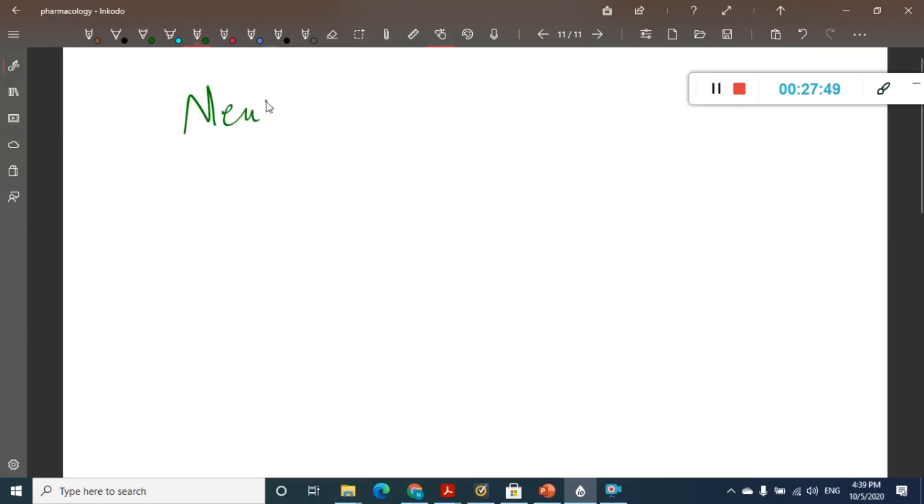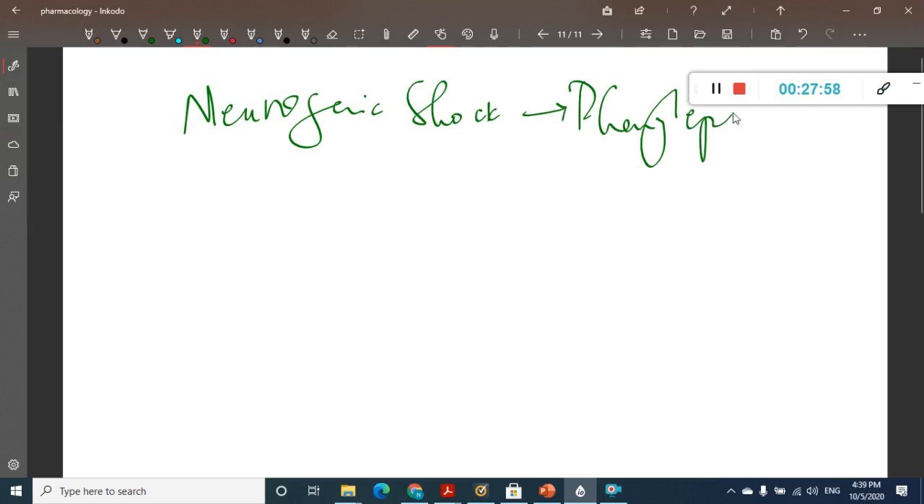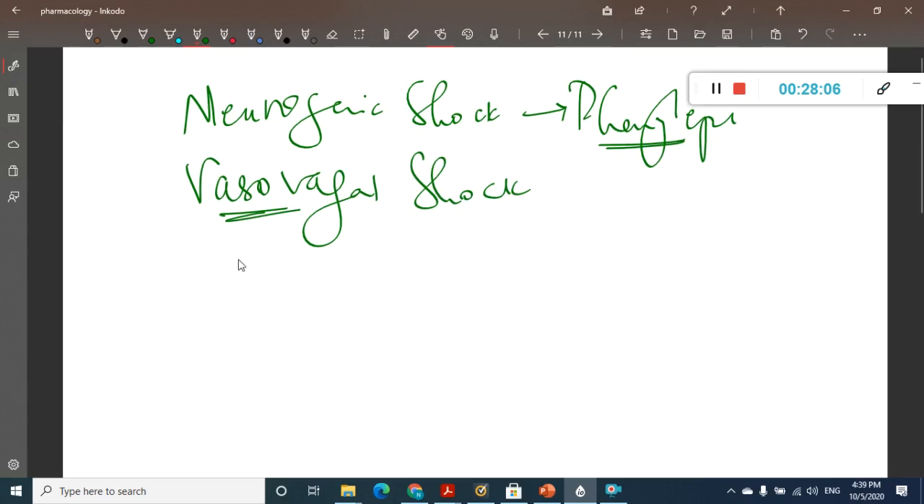What is the next type of shock? If there is neurogenic shock, why is this present? It is due to loss of sympathetic tone, so you should give phenylephrine in neurogenic shock. In vasovagal shock, the vagus is part of the parasympathetic nervous system, and in this case you should give atropine. Okay, so these are the main things.